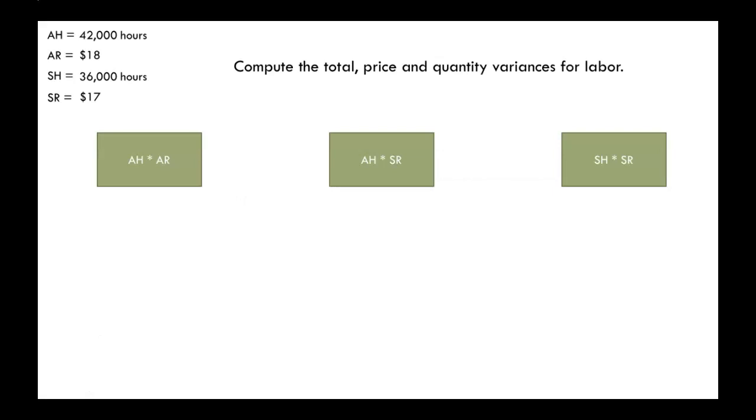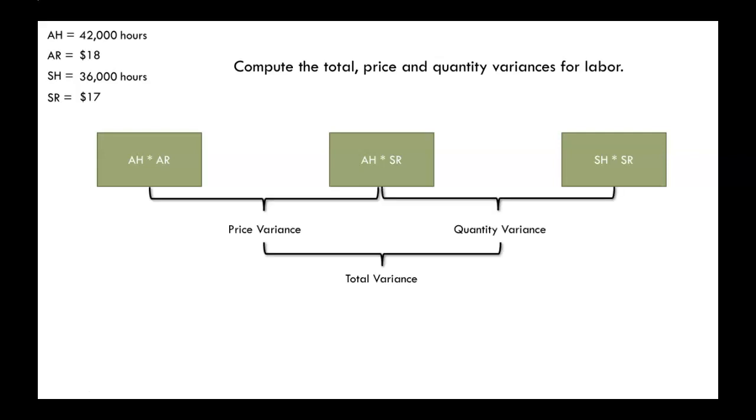So once again, I have these boxes set up, right? Actual hours times actual rate, actual hours times standard rate, and standard hours times standard rate. We are going to use the same concept as we did before. Again, the only thing that's changed is instead of actual quantity, we're now using actual hours, and instead of price, we're using rate. Every other piece is just like when we did this for materials.